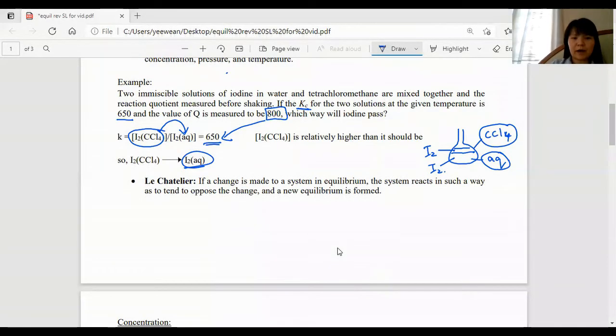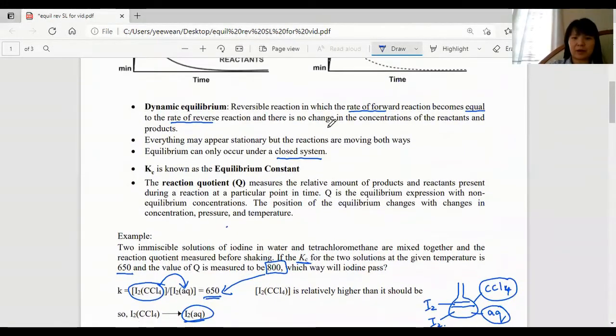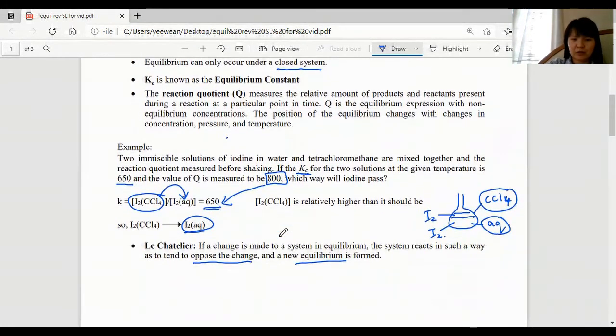If a system is already in equilibrium and we make a change to it, it will try to oppose that change so that it will form a new equilibrium. What is this equilibrium? Again, I'll remind you, equilibrium means that the rate of the forward and the reverse reaction is equal, and it looks like there are no more changes in the concentration. The concentration has become constant at that point, then that is dynamic equilibrium. At that point, if you make a change, it will try to oppose that change.